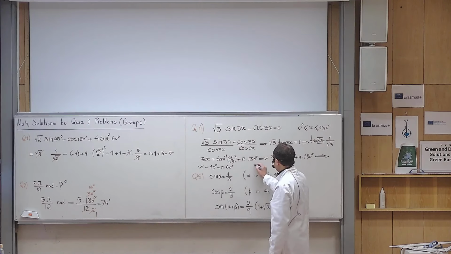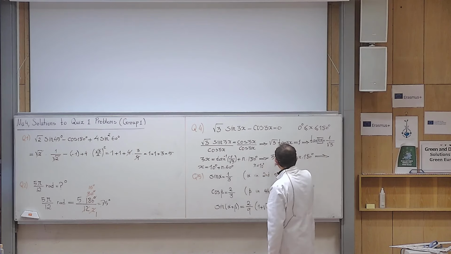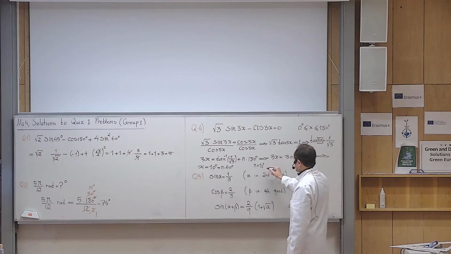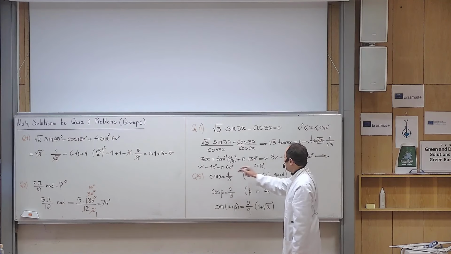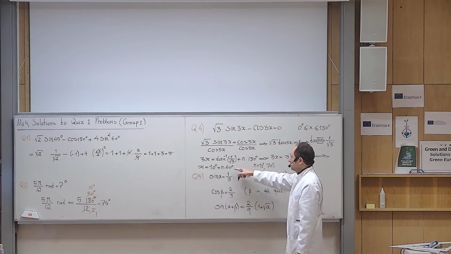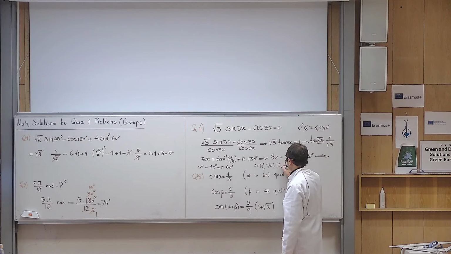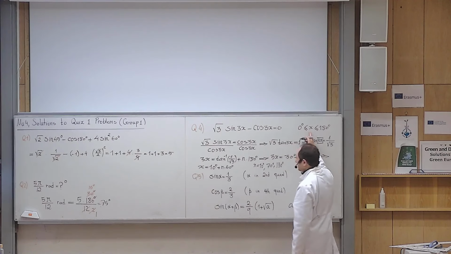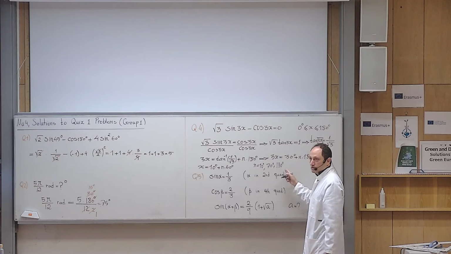If I put 0, what do I get? 10 degrees. It is here. That's correct. Then if I put 1, it becomes 70. Is it acceptable? Still yes. If I put 2, 130. Acceptable? Yes. But 3, no. So these are the solutions.